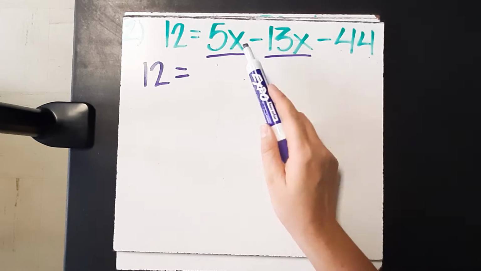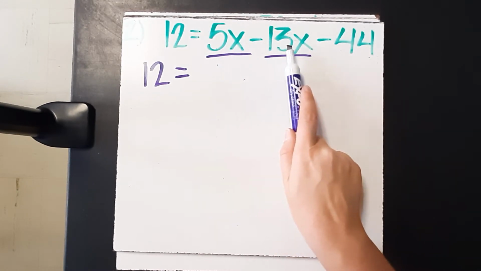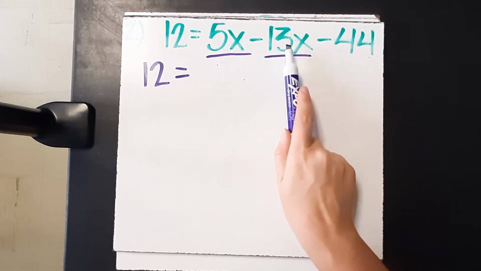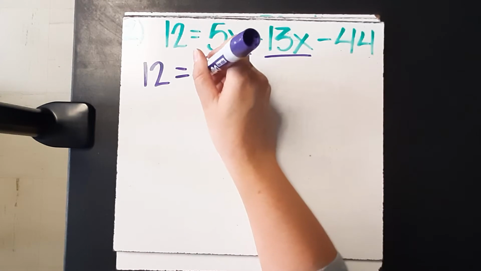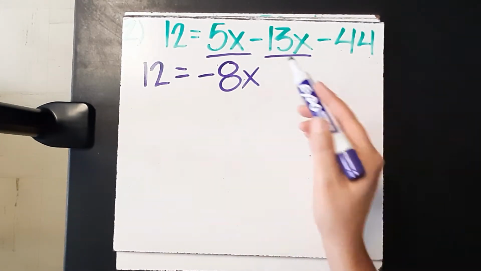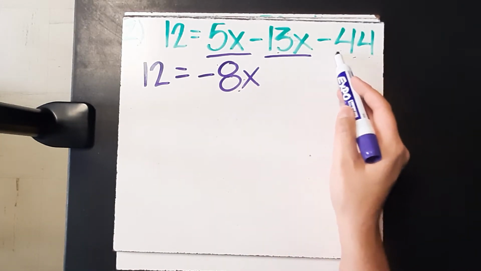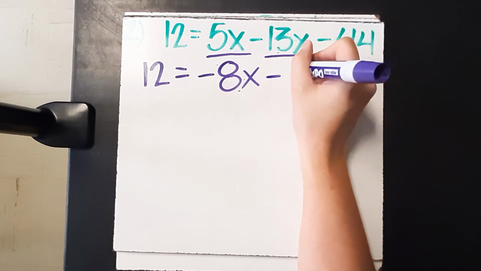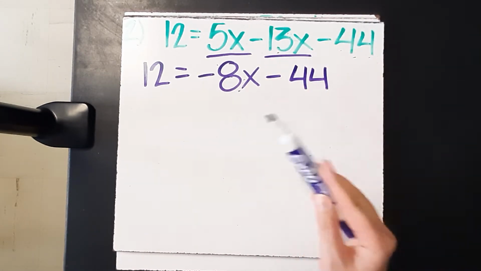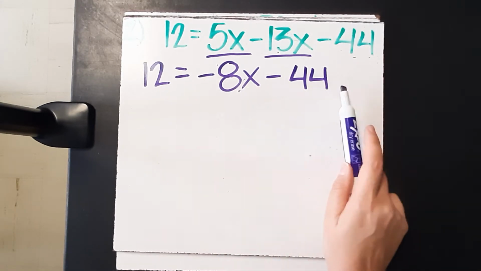So we can go ahead and combine those. I have a positive 5x minus 13x. When I combine those, 5 minus 13 is negative 8x. So these combined to give me negative 8x, and I still have this minus 44, so that needs to be brought along into the next step. After combining like terms, my equation is 12 equals negative 8x minus 44.